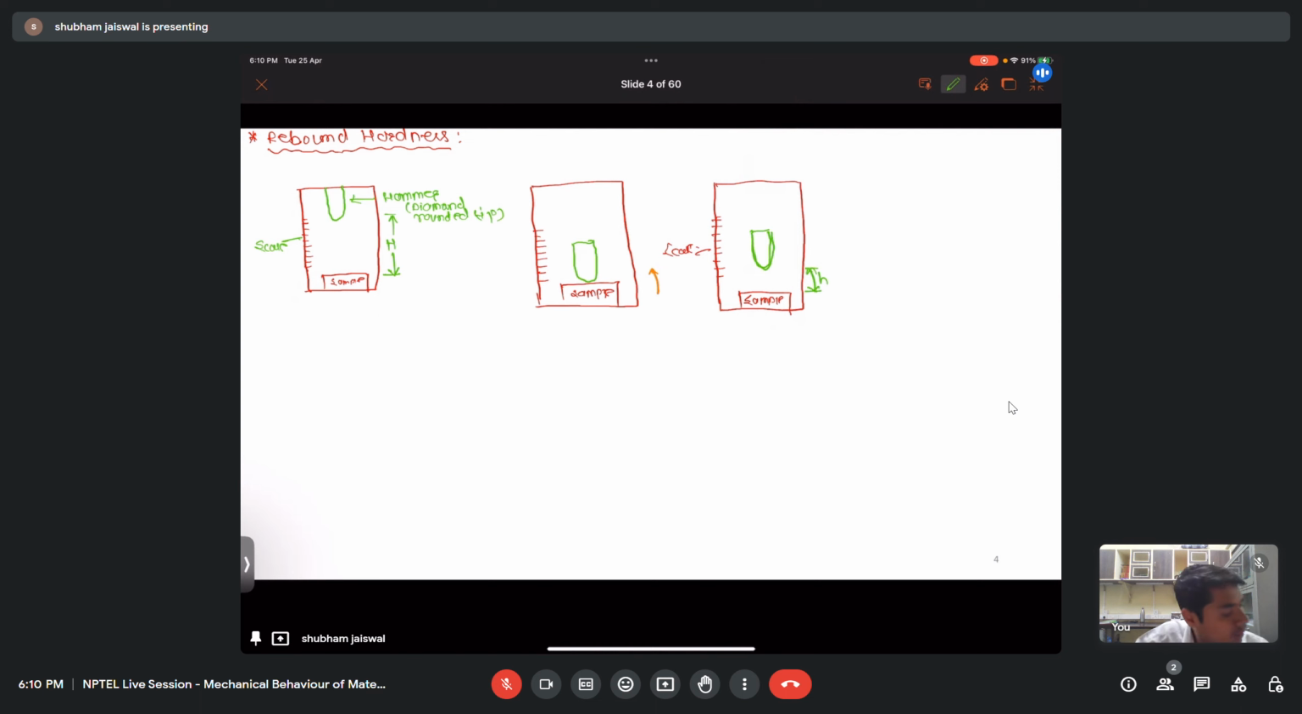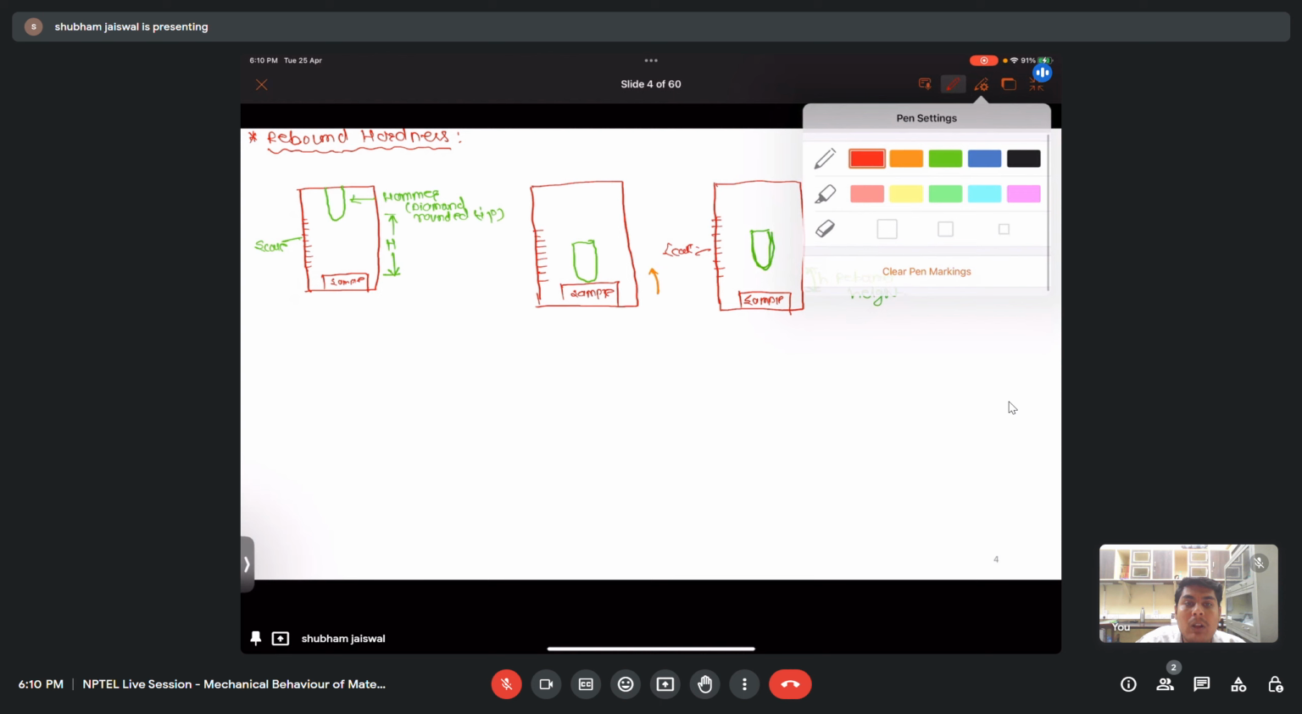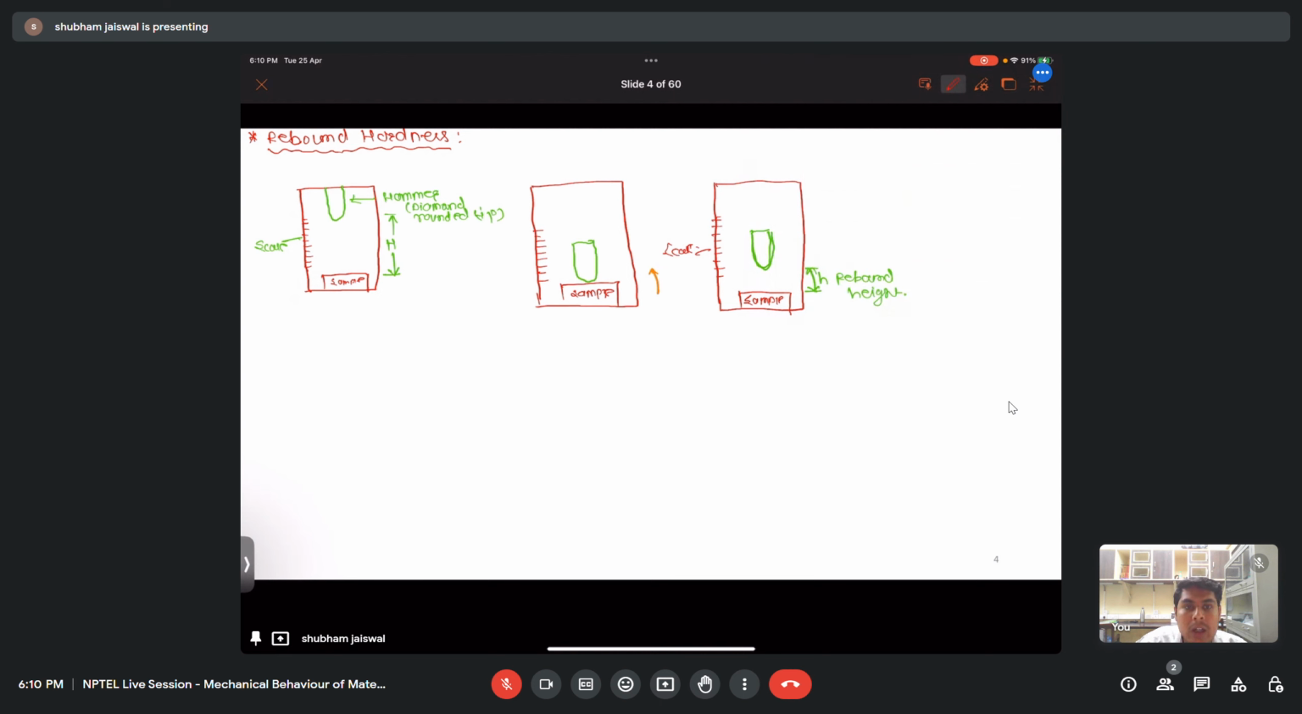So what does it indicate? The harder the material is, the higher the rebound height will be. So it means the harder material will give the higher rebound height. And we can measure that value from the scale, the corresponding value of that height.